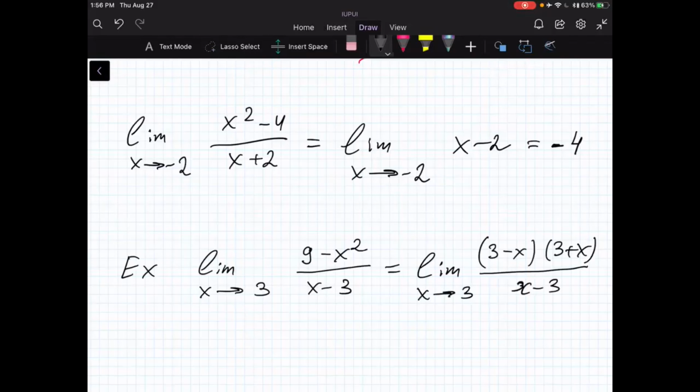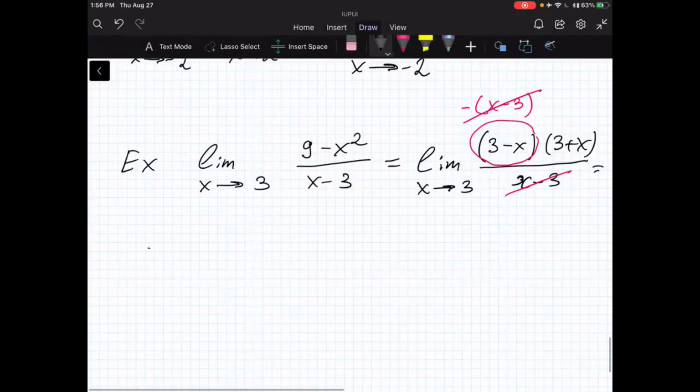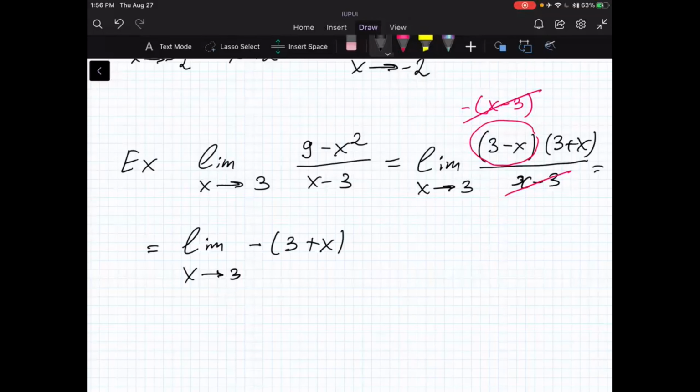And there is a cancellation, but first you should notice that x minus 3 is the same as minus x minus 3. And then it's indeed straightforward cancellation with the denominator, and we get that it is the same as the limit of minus 3 plus x when x goes to 3. But when x goes to 3, 3 plus x approaches 6, and thus I get minus 6. Okay?